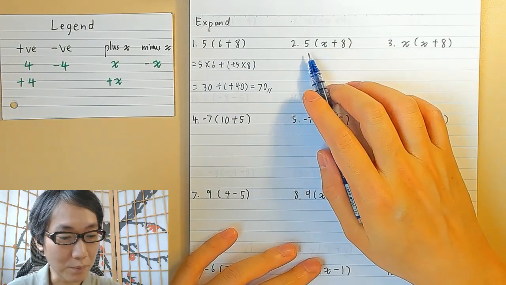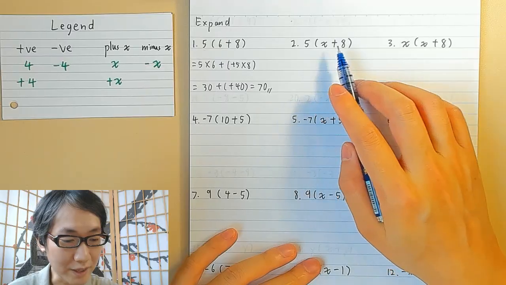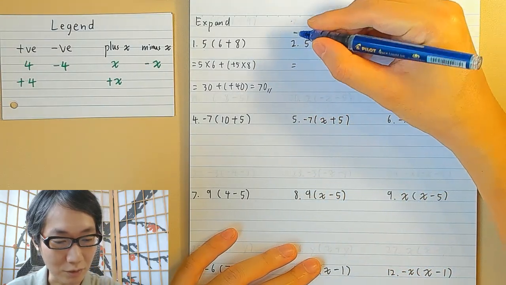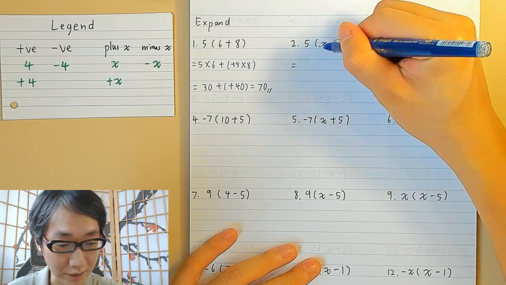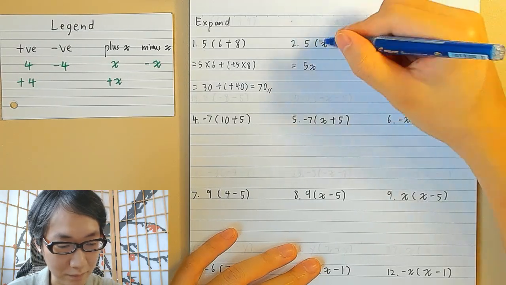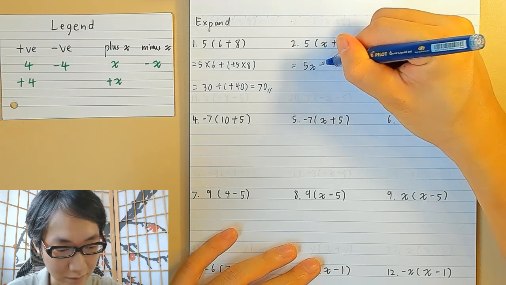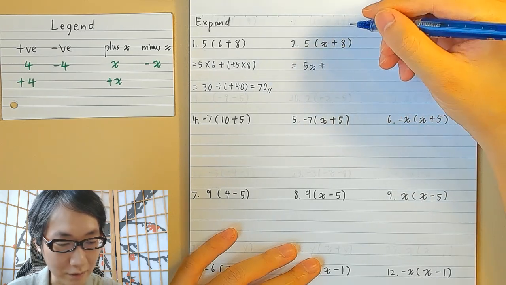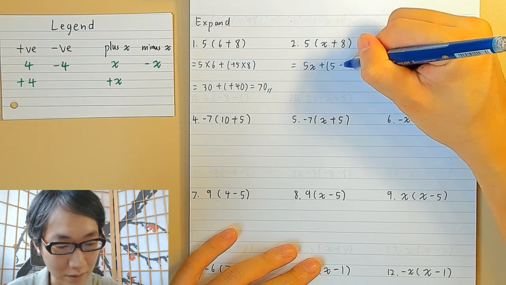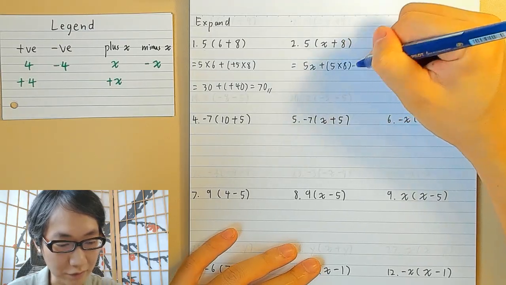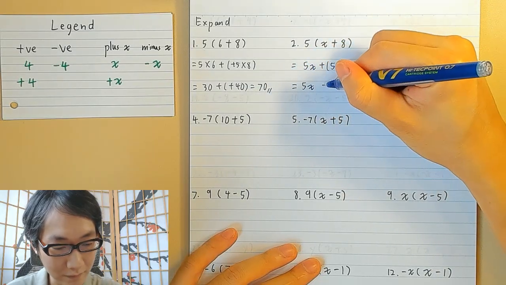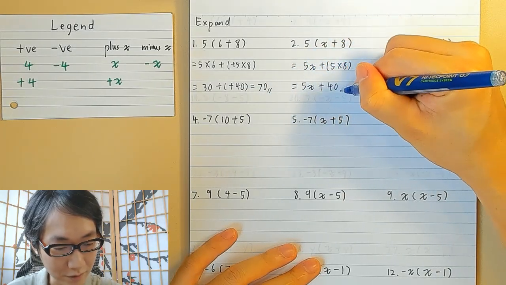Number 2, positive 5 bracket x plus 8. So positive 5 times plus x will be positive 5x, and positive 5 times positive 8 will be positive 40. So we have 5x plus 40.